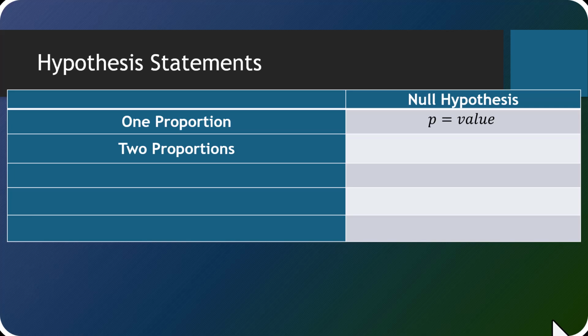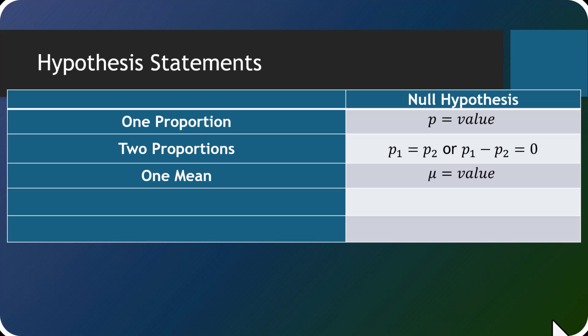What about if you have 2 proportions? What's the null hypothesis then? Well, it would be either P1 is equal to P2 or P1 minus P2 equals 0. Those are algebraically equivalent statements. What if you have 1 mean? Well, then we have mu is equal to some value, which again will be provided to you in the problem statement.